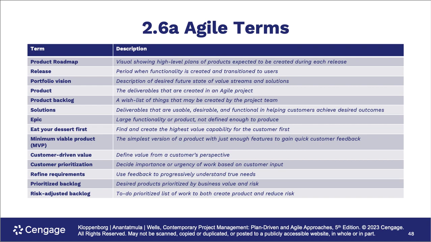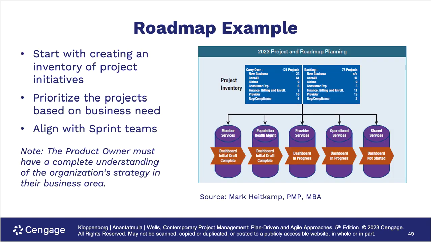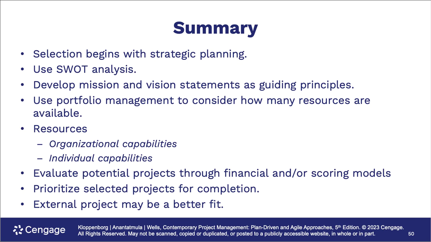Agile terms, make this part of your reading. The vocabulary is important. There's a roadmap example, and lastly, here's a summary. Make sure you always read these summaries carefully at the back of the book because they're really important.